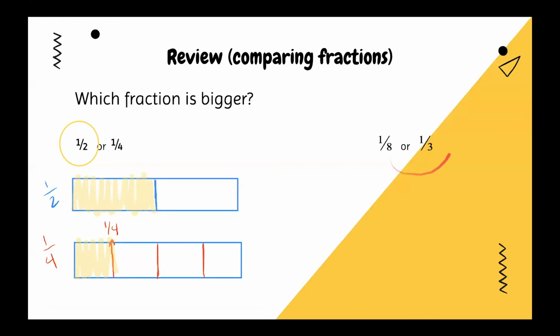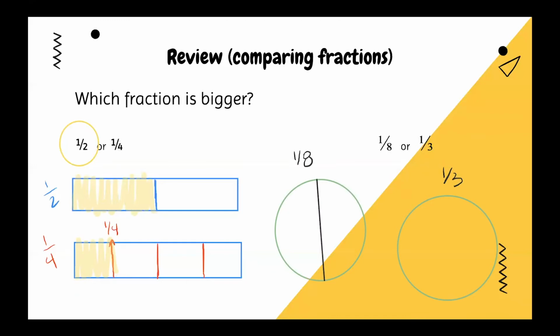Let's go ahead and try it with the 1/8 or the 1/3. This time I'm going to try and make some circles. All right. So the first one I'm going to do is the 1/8, and this is the 1/3. But we're going to do the 1/8 first. I'm going to make a line down the middle. That gives me 2 halves. So here's 1/2 and here's another half. So I have 2 pieces, but I need 8.